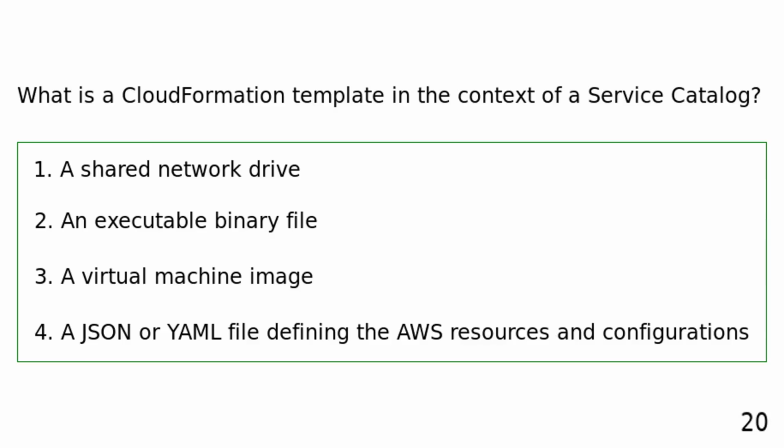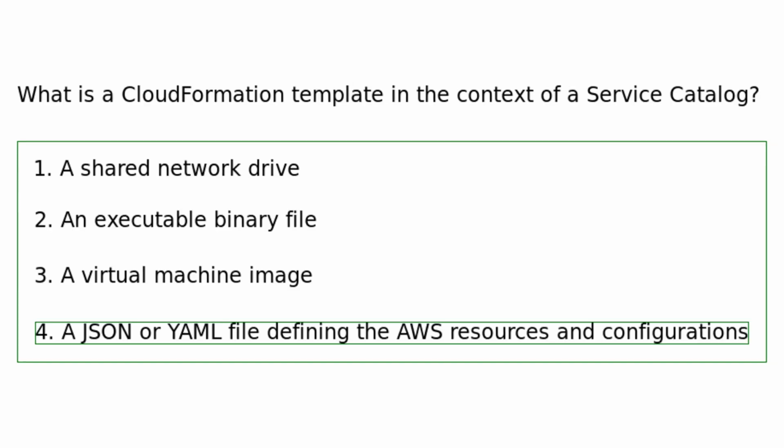What is a CloudFormation template in the context of a service catalog? A shared network drive. An executable binary file. A virtual machine image. A JSON or YAML file defining the AWS resources and configurations. In the context of a service catalog, a CloudFormation template is a JSON or YAML file that defines the AWS resources and configurations that can be deployed as part of a service.